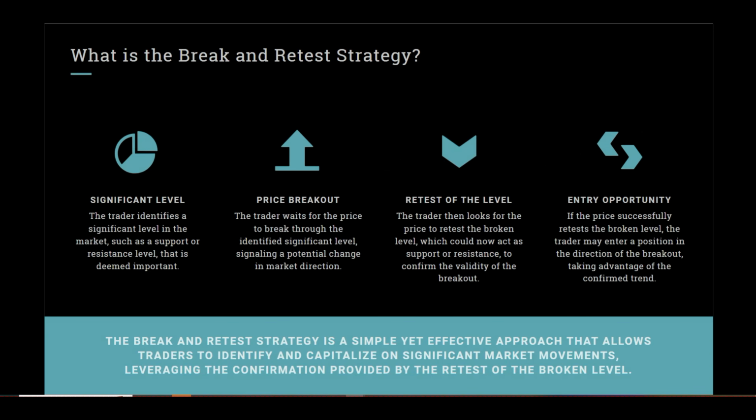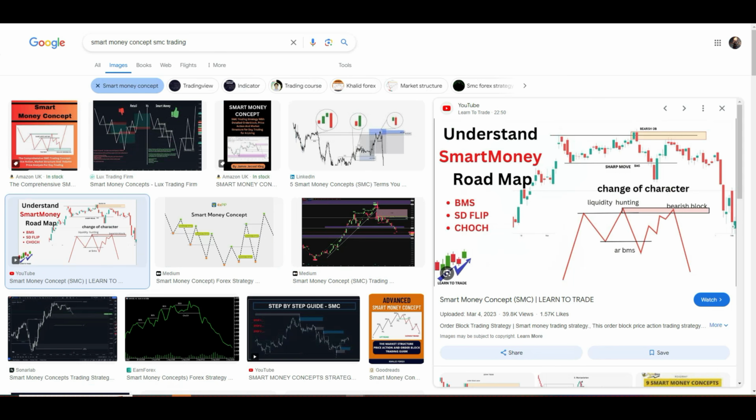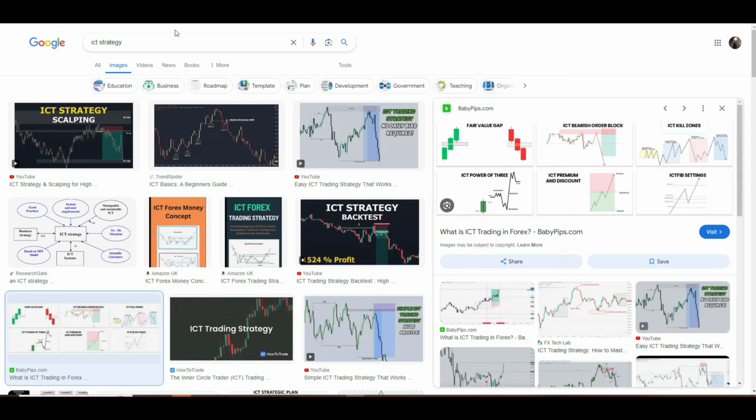Now if we look at ICT, the strategy or smart money concept, if you want to learn ICT, especially if you're a beginner. I'm not saying the ICT strategy is bad or doesn't work. There are a lot of traders out there who are strong believers of the ICT strategy, and fair play to them, they make it work. Me personally, I'm a simple guy with a simple mindset, and I had a little bit of a look at the ICT strategy.